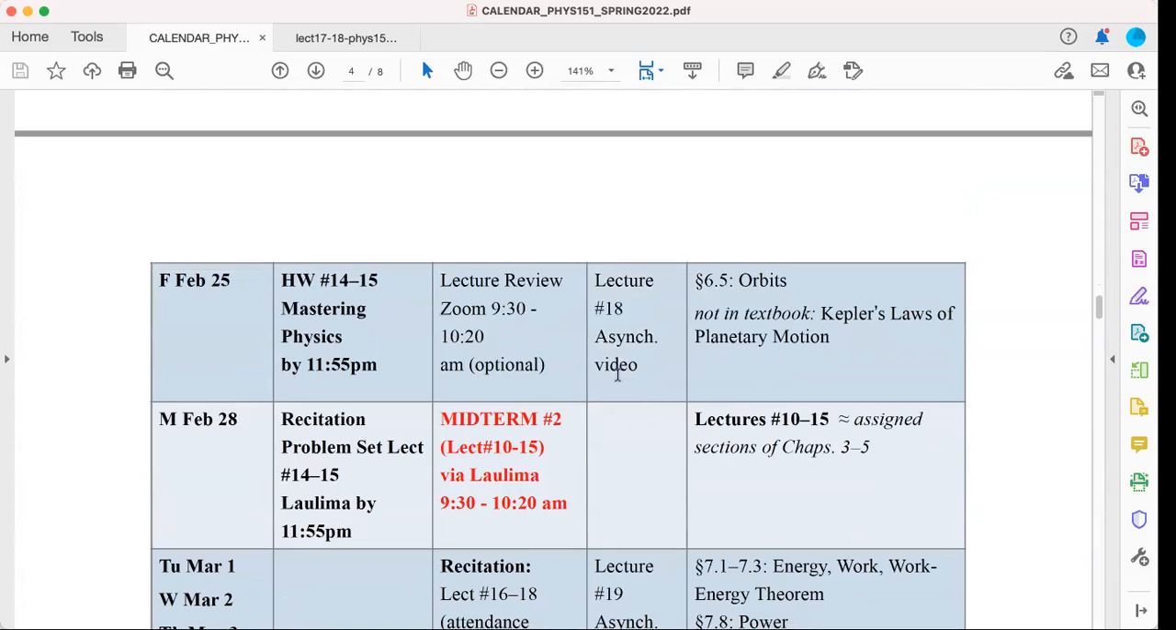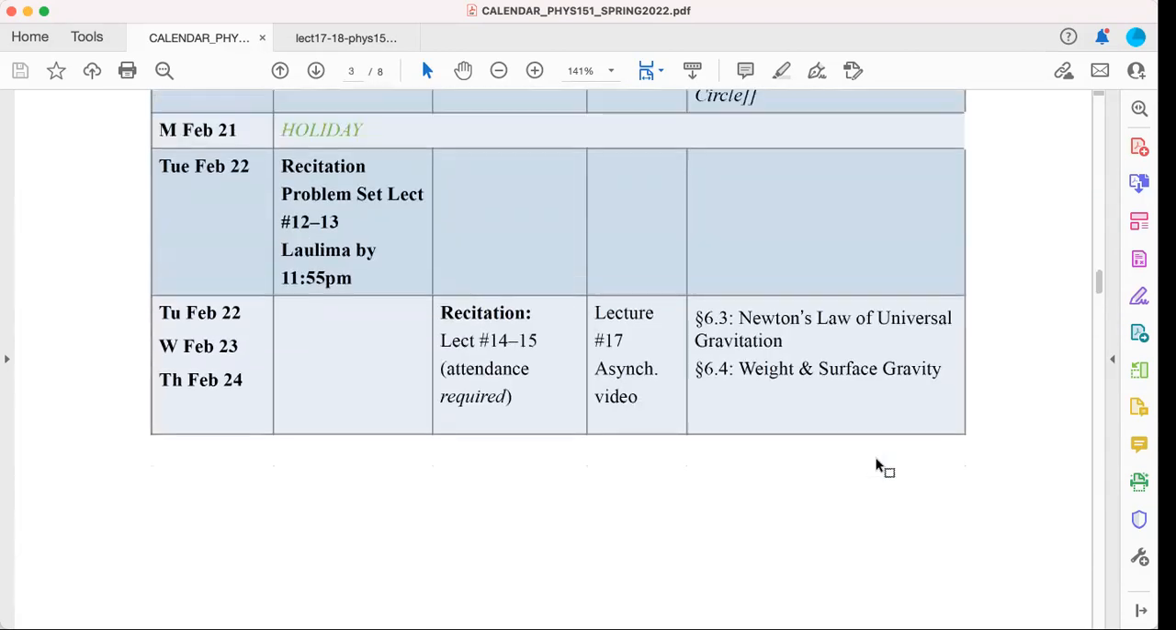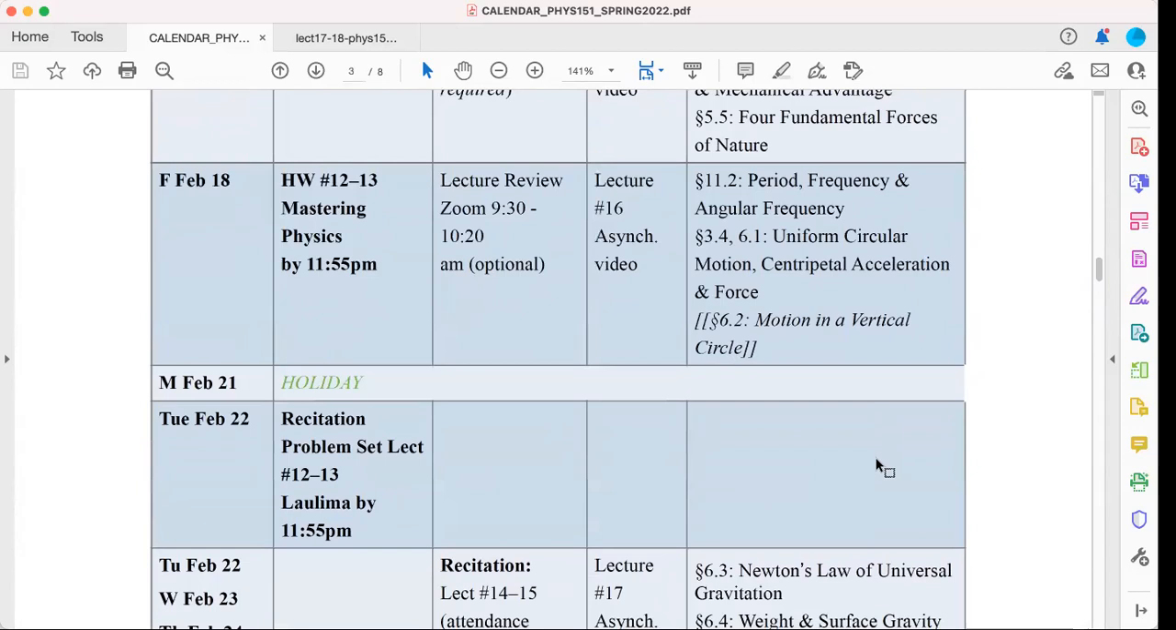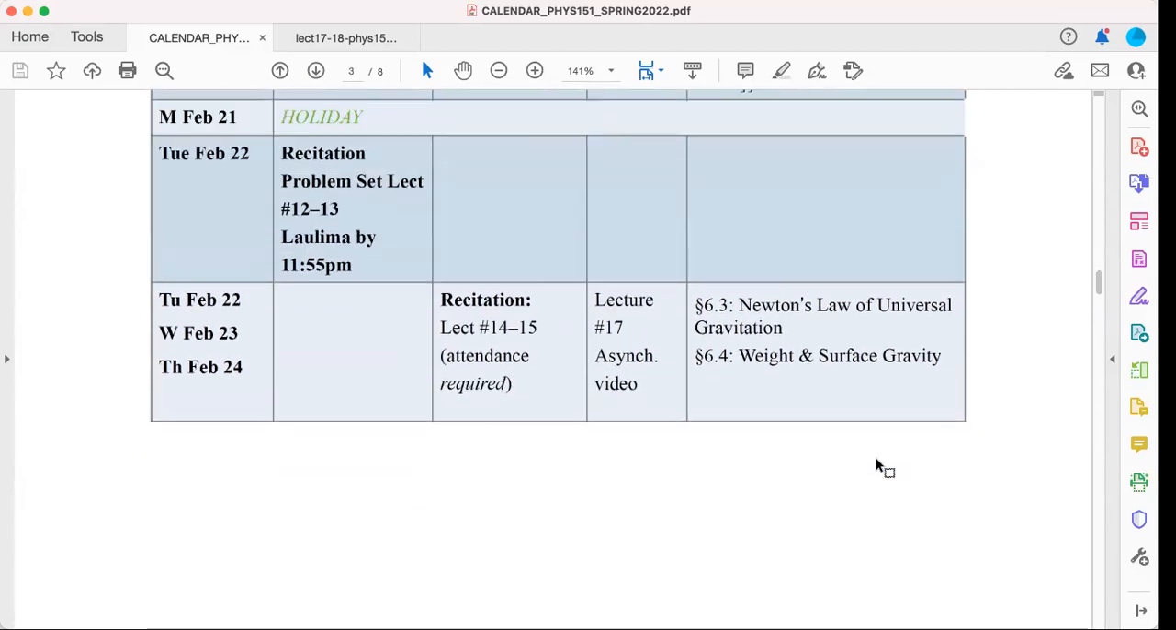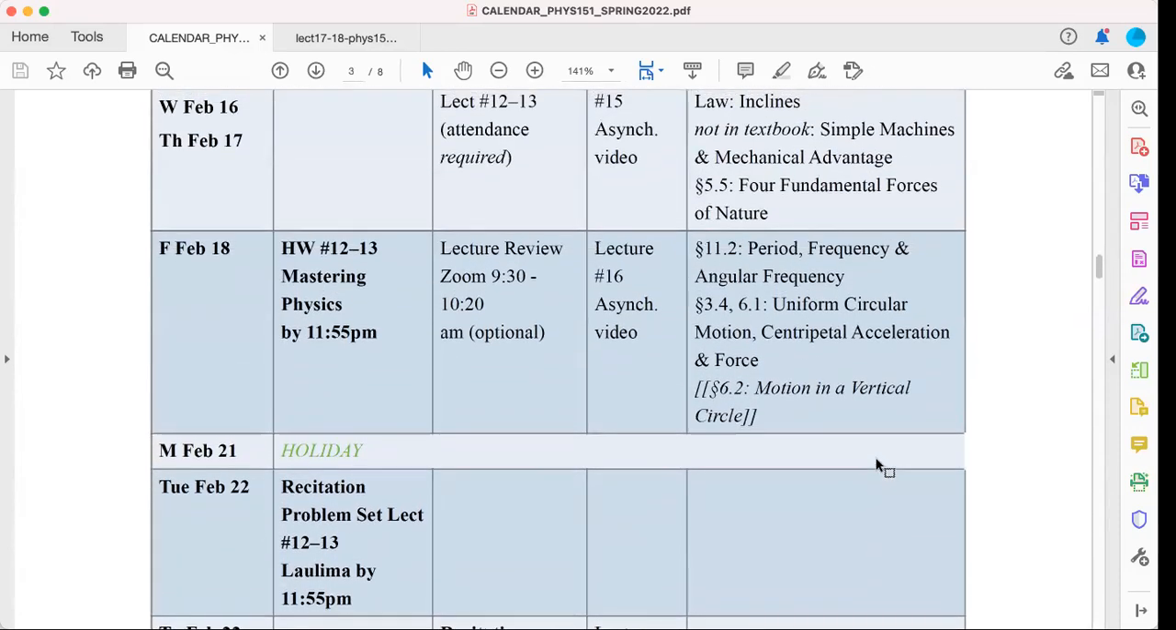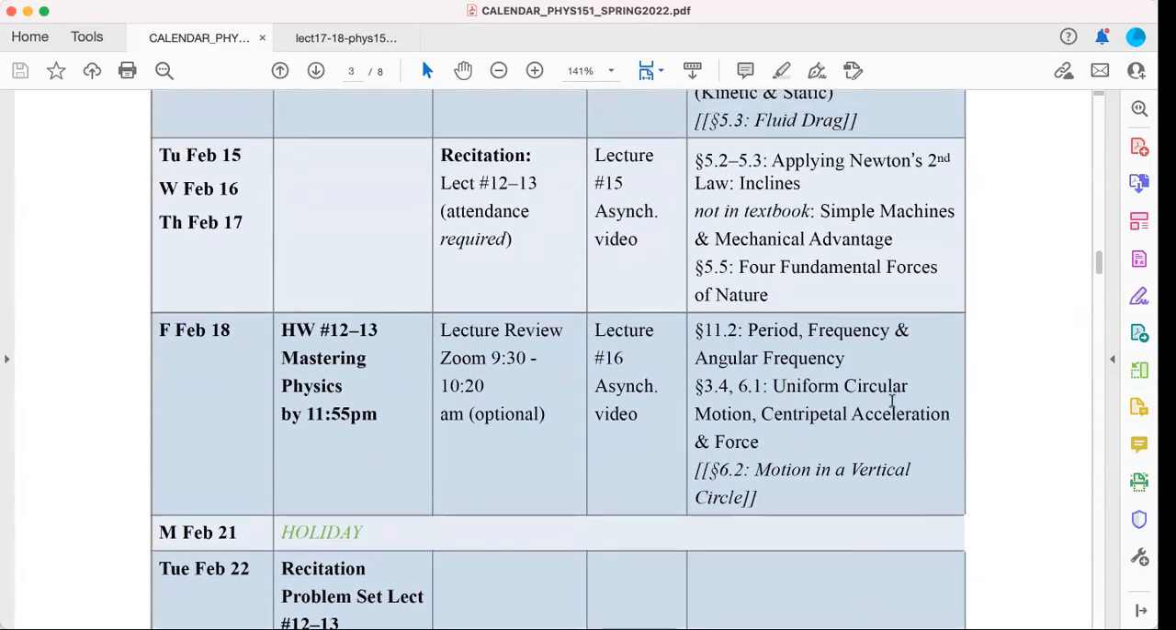And this weekend is going to be a bit more busy because we are going to have midterm 2. The midterm 2 is going to be on the topic of lectures 10 to 15, so chapters 3 to 5. So as you see, the topic of the first part of this class, which is lectures 17 and 18, is not included in the midterm, nor the last class when we did period, frequency, circular motion.